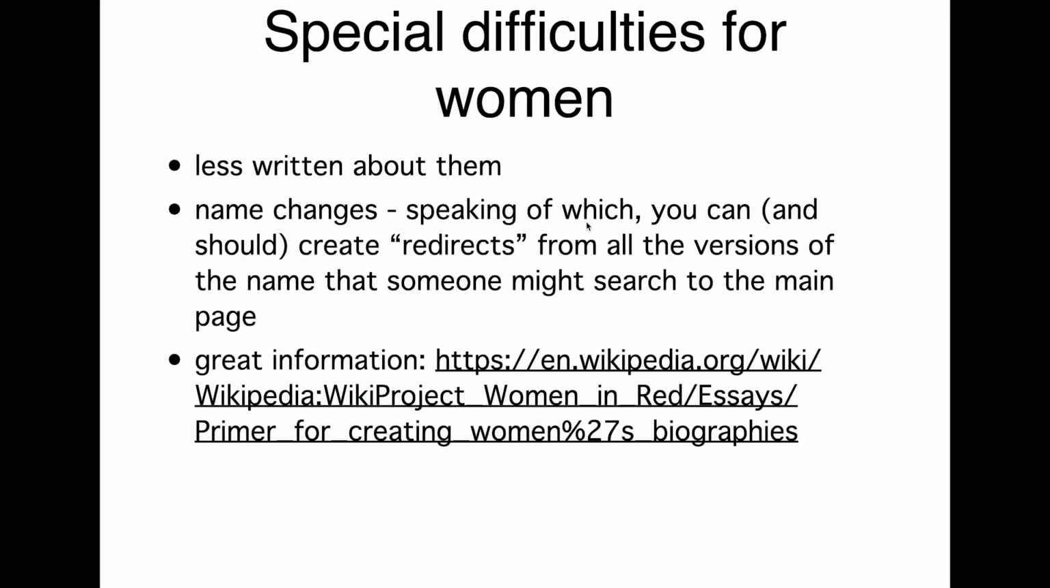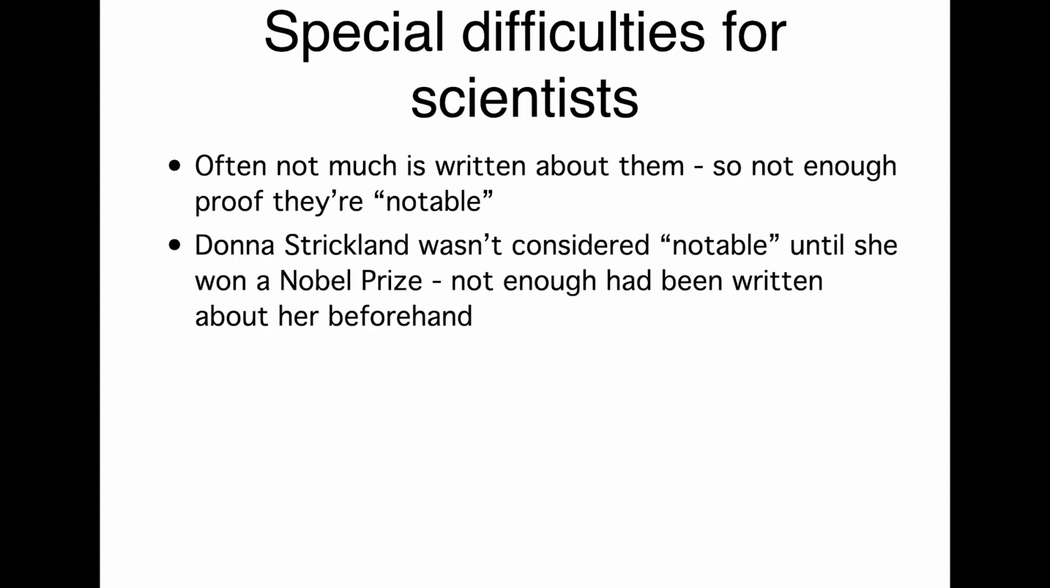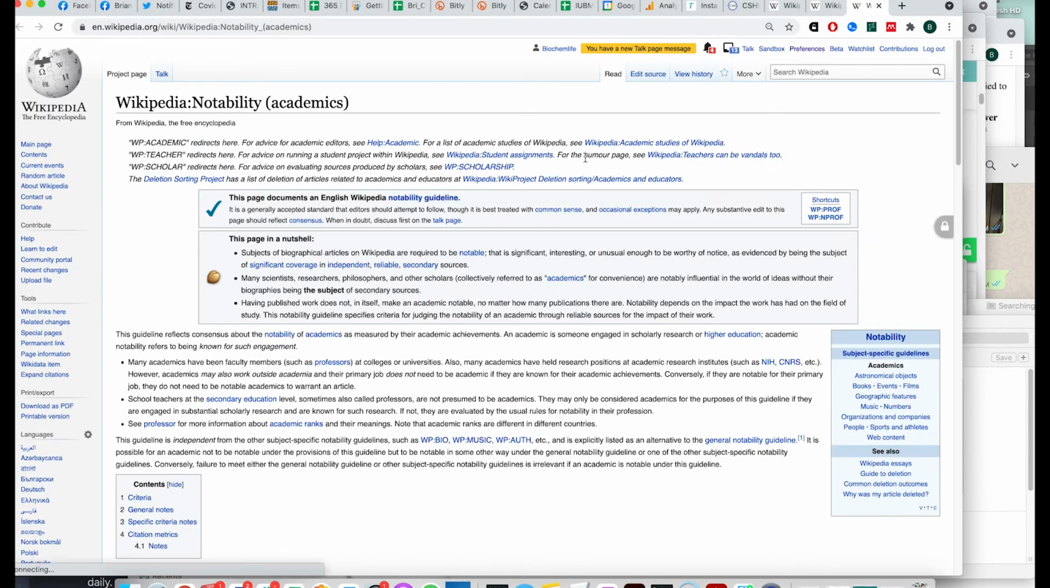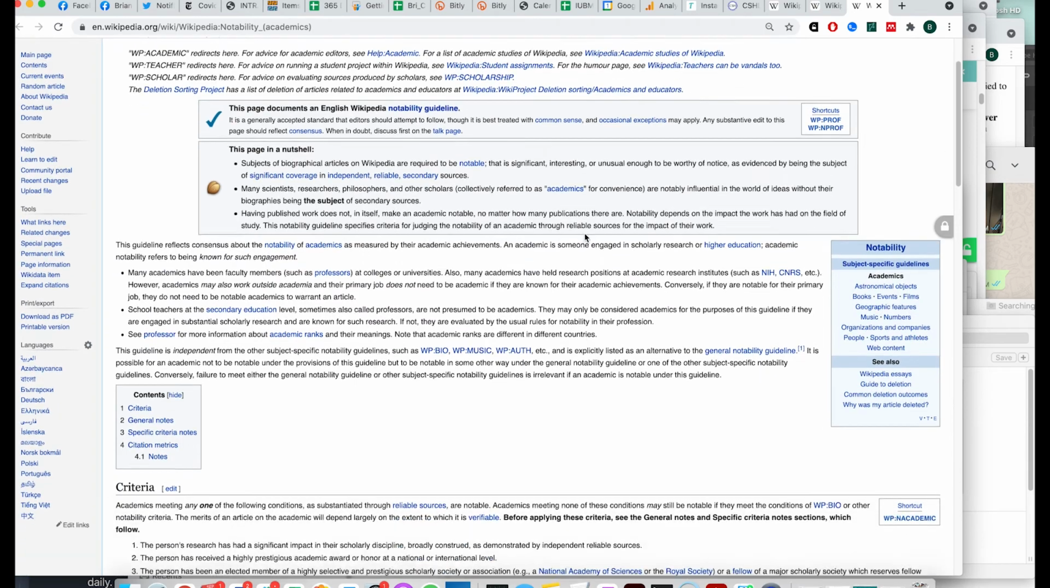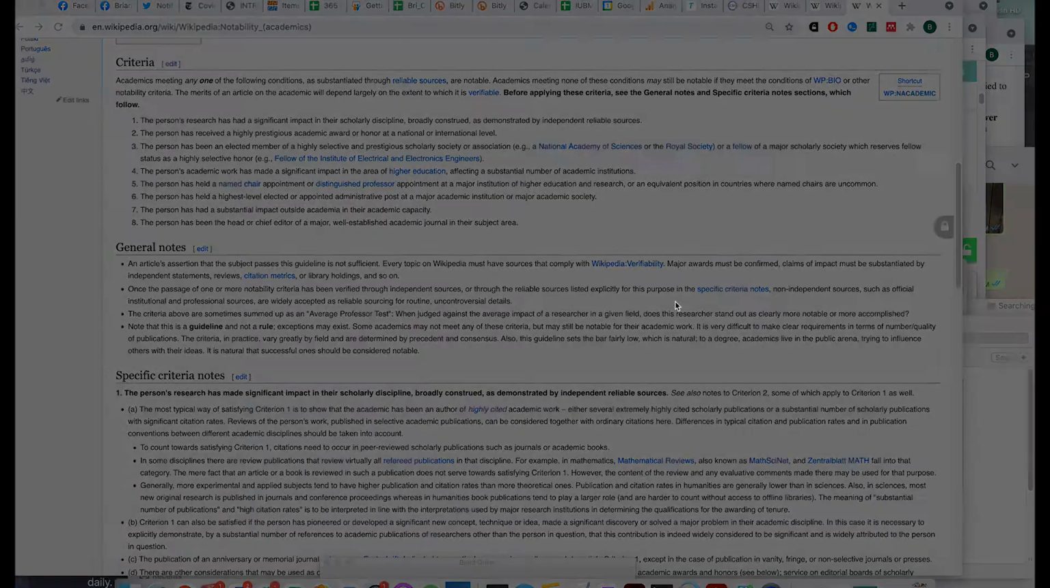writing articles about women. Scientists also pose a problem because often not much is written about them, so there's not enough proof that they're notable. Donna Strickland wasn't considered notable until she won a Nobel Prize, because not enough had been written about her beforehand. So there are specific notability guidelines for academics, with specific criteria for whether they're considered notable.